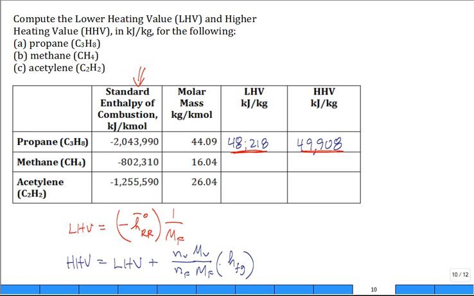Okay. How about the methane? We can flush out this table for the methane. It's 50,019, and it's 55,507, and for acetylene 46,359 and 50,352. Okay. So those are your higher and lower heating values.